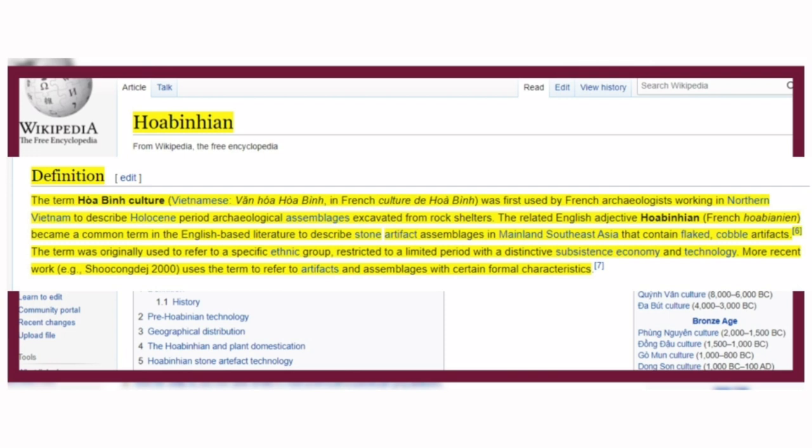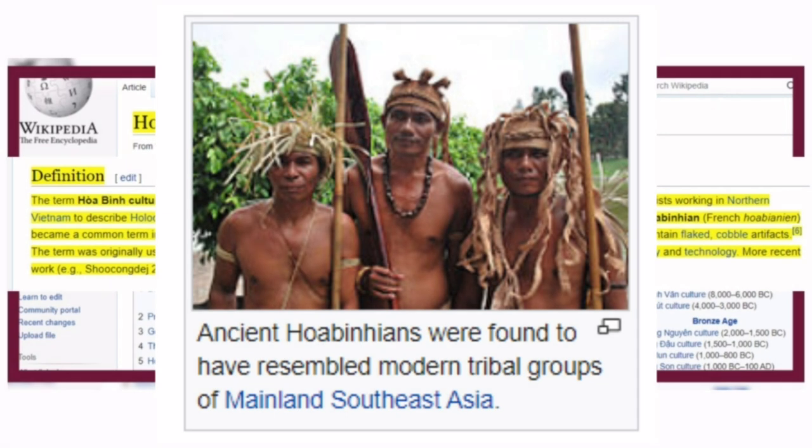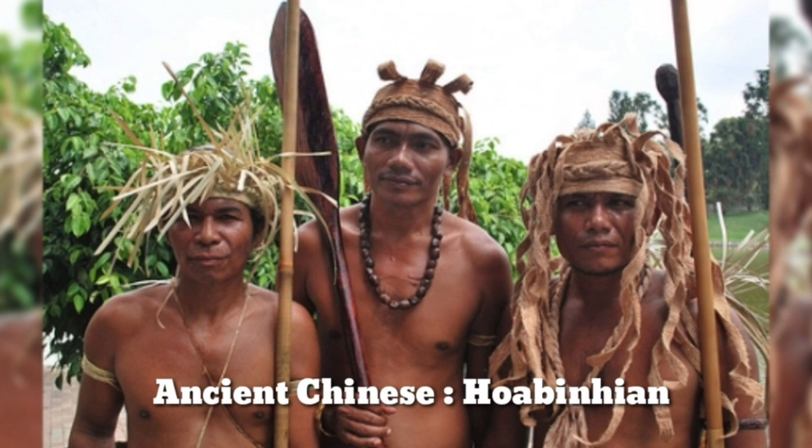The term was originally used to refer to a specific ethnic group, restricted to a limited period with a distinctive subsistence economy and technology. More recent work uses the term to refer to artifacts and assemblages with certain formal characteristics. Ancient Hoabinhians were found to have resembled modern tribal groups of mainland Southeast Asia. Ancient Chinese Hoabinhian.